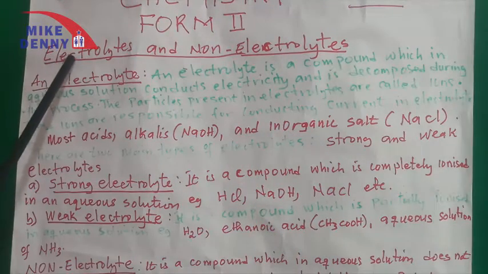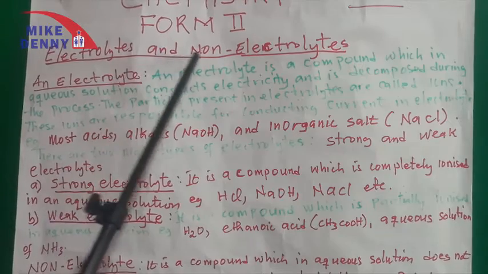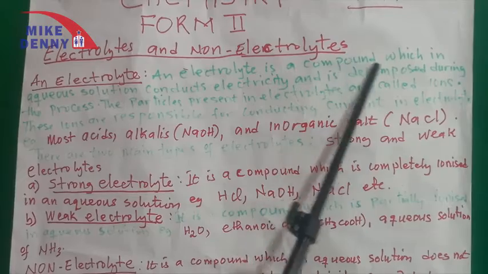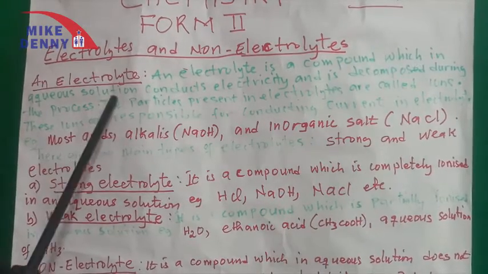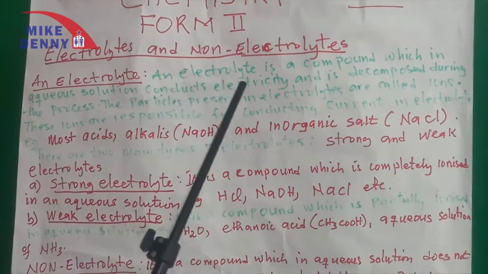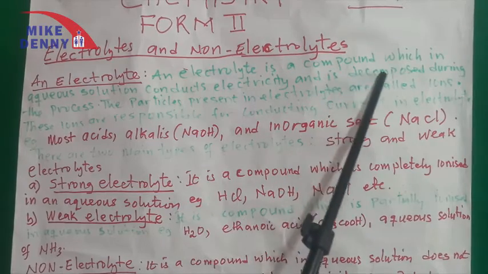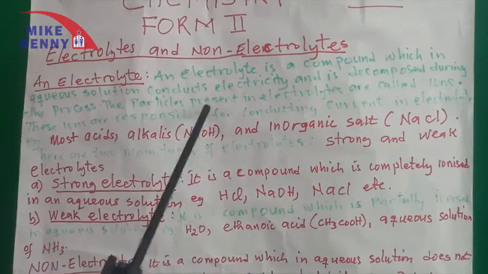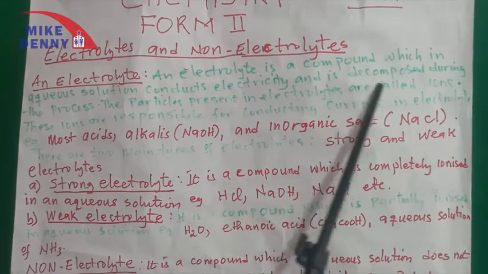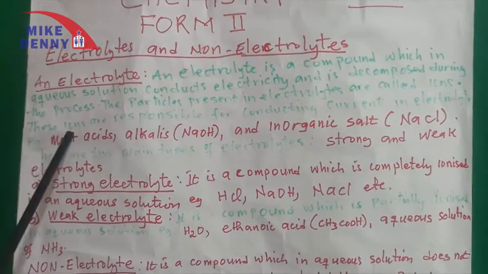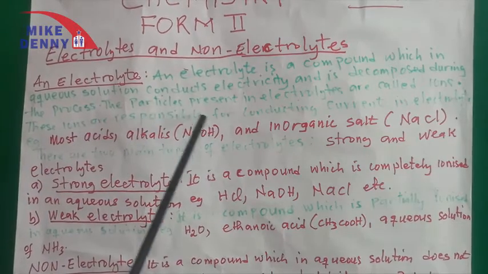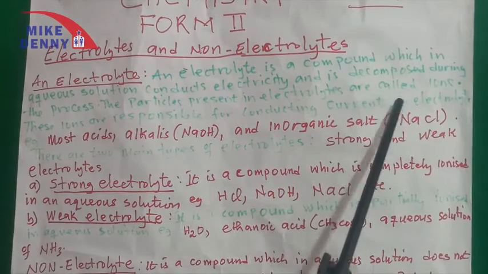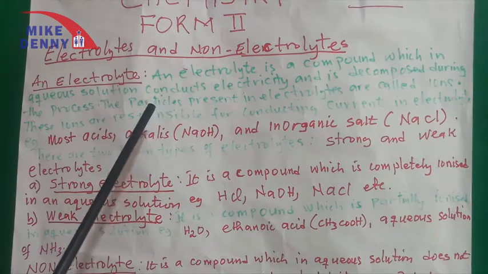Okay, here we have electrolyte and non-electrolyte. An electrolyte is a compound which in aqueous solution conducts electricity and is decomposed during the process. The particles present in an electrolyte are called ions. These ions are responsible for conducting current in an electrolyte. Now, what do we mean by electrolyte?